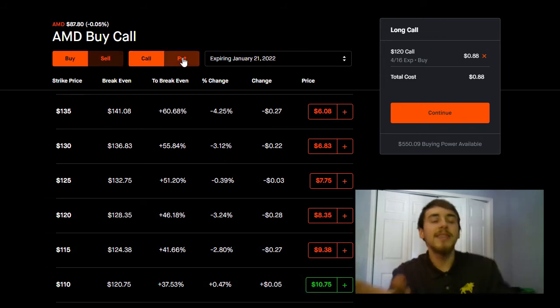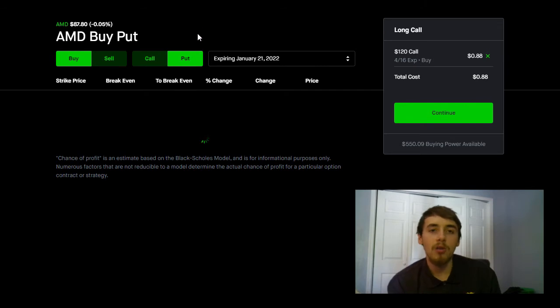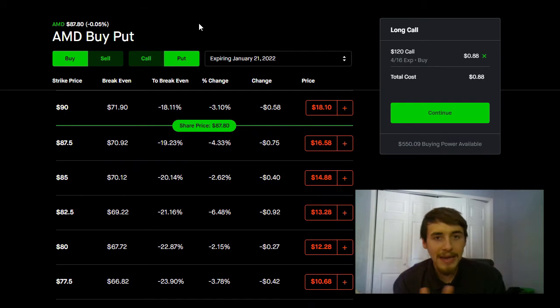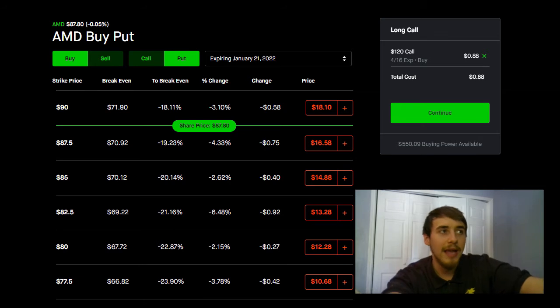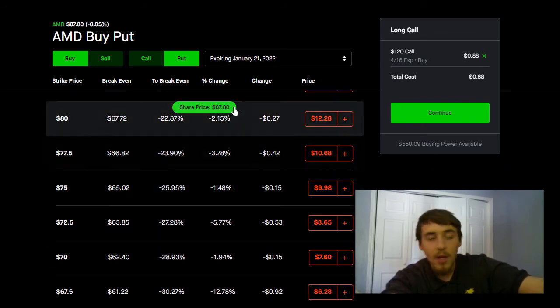So the same principles apply with calls and puts. So it's still controlling 100 shares without actually owning 100 shares. The only difference is you are betting that it goes down. You're putting down basically money. You're putting down a bet that it will go down. So essentially, you'd want to do this only on a company you thought was going down.